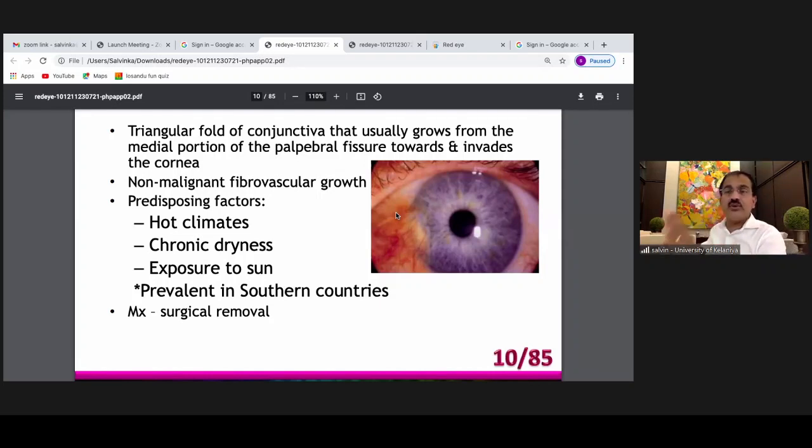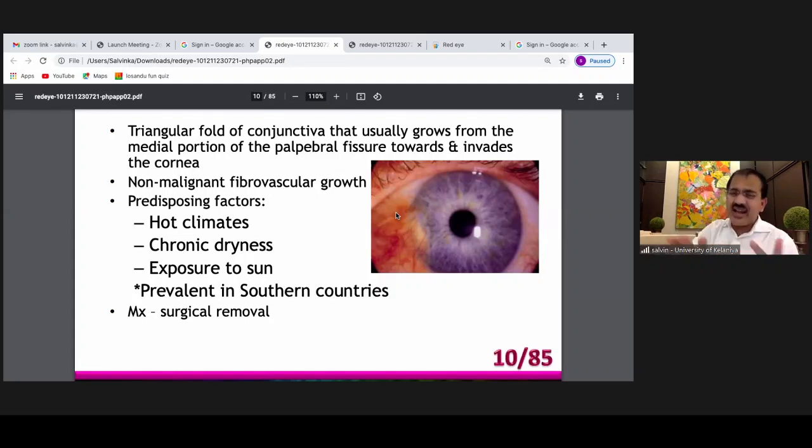Unless it grows fast, there is no indication to remove it. Many people will live with this, but there are indications for surgery. This you cannot forget. One is if it is rapidly growing onto the center, then you have to remove it. Obviously, yes.